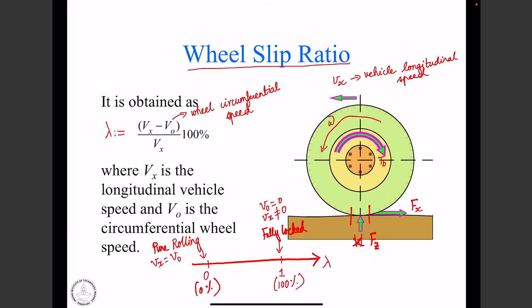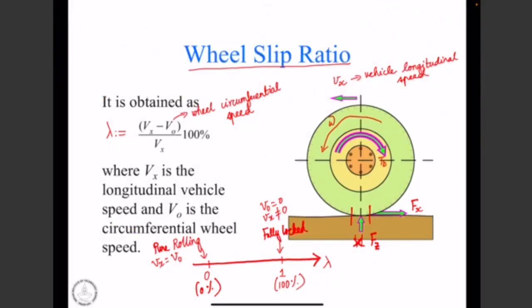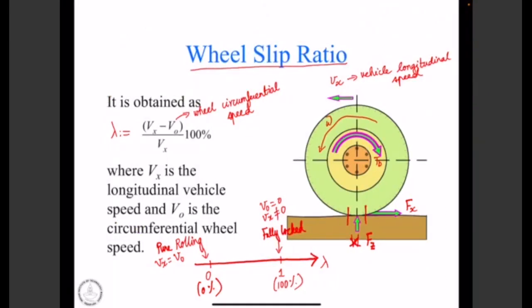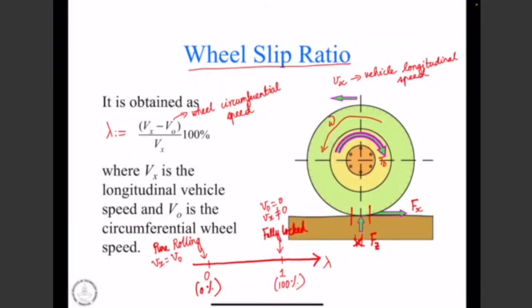Now, what is the impact of wheel slip ratio on the phenomena that we have been discussing? Let's look at this. We define the so-called friction coefficient, mu x or mu, as Fx by Fz.